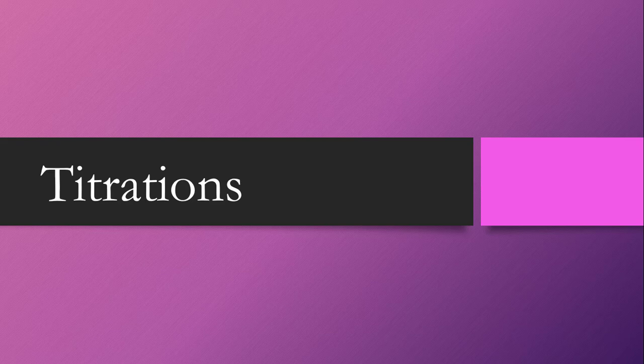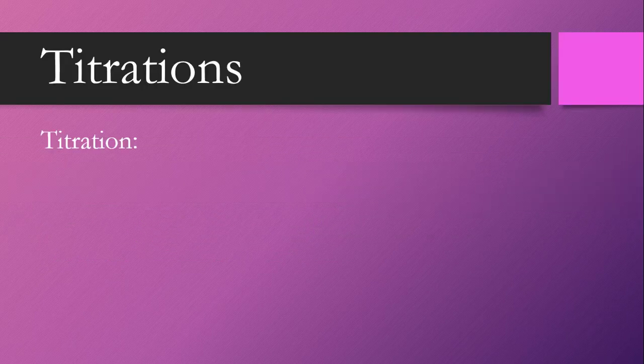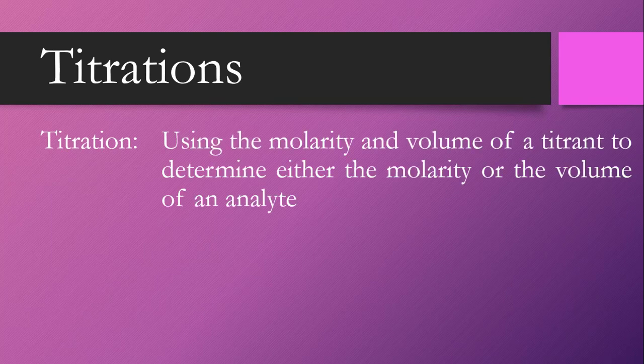This video is on a laboratory technique called titrations, and the calculations you generate from a titration are just a stoichiometry problem dealing with just the reagents. A titration occurs between two aqueous solutions and is defined as using the molarity and volume of a titrant to determine either the molarity or the volume of what is called an analyte.